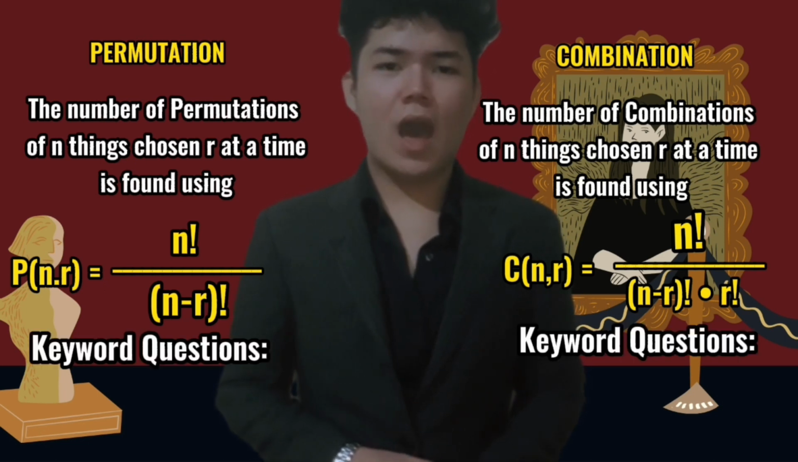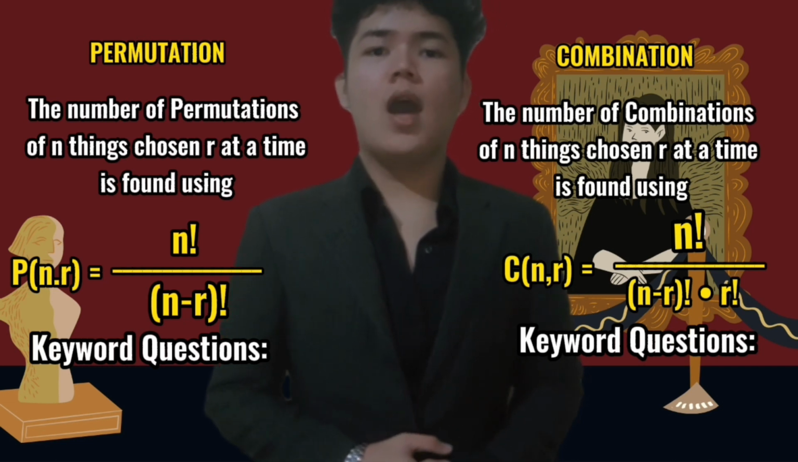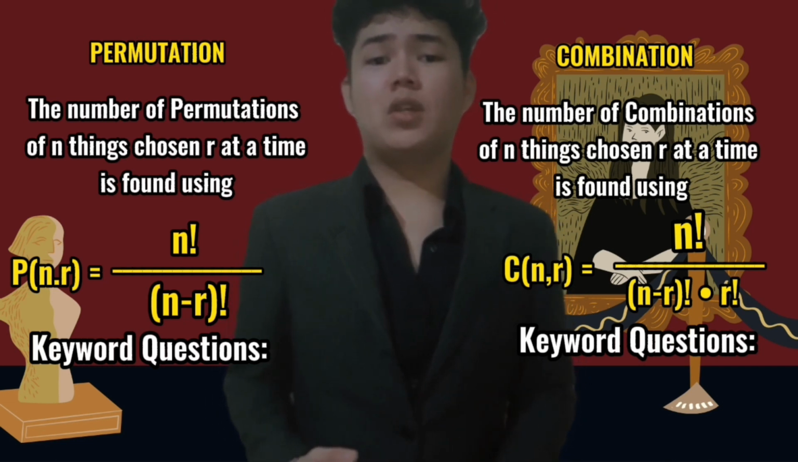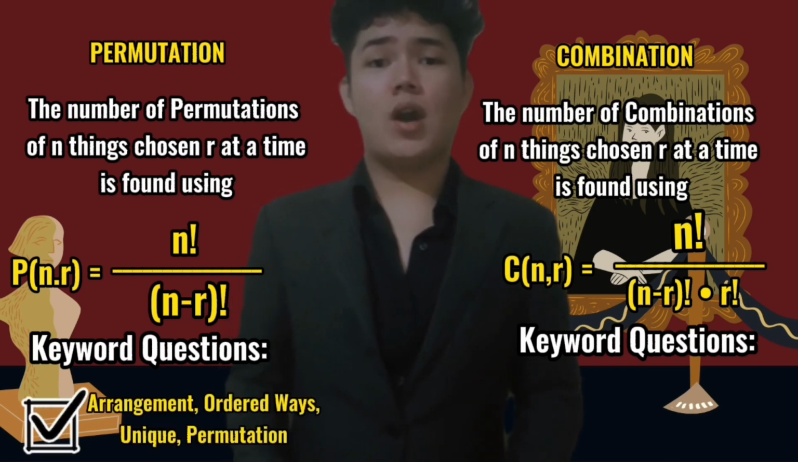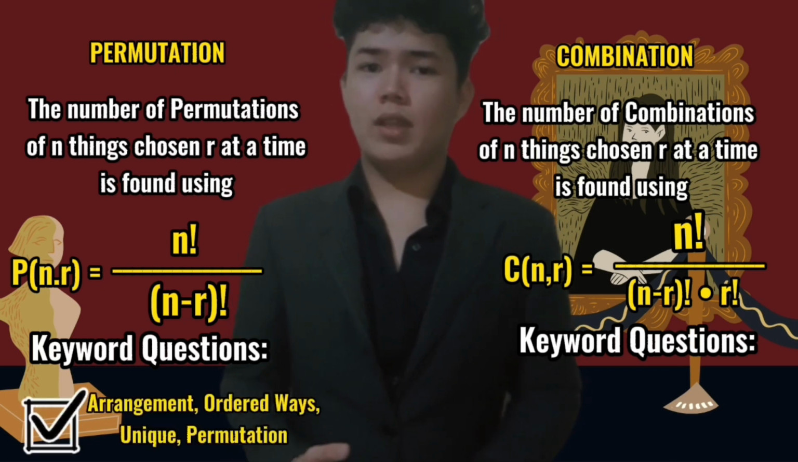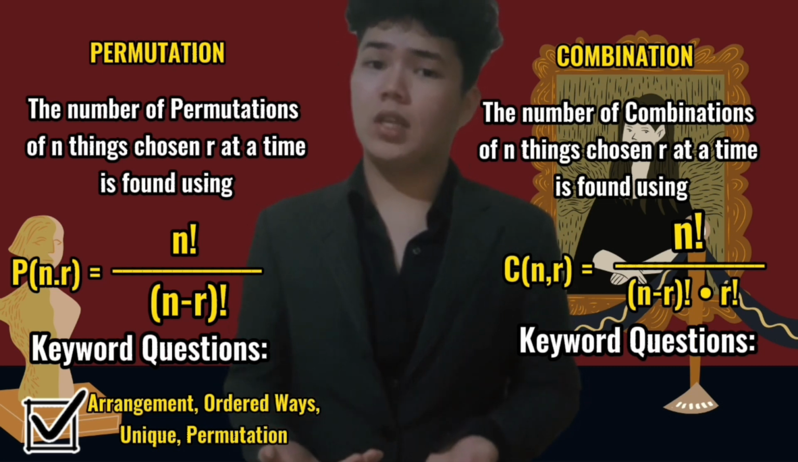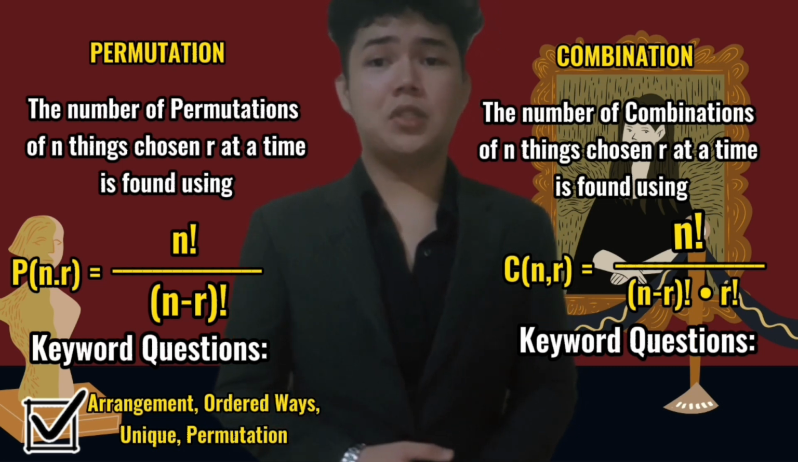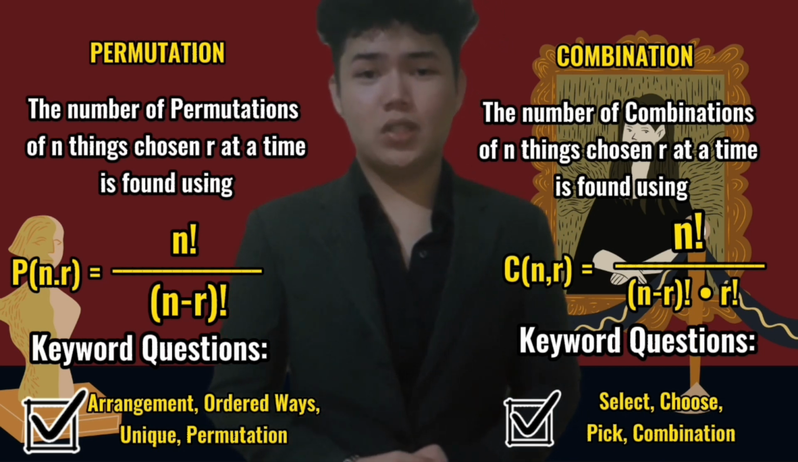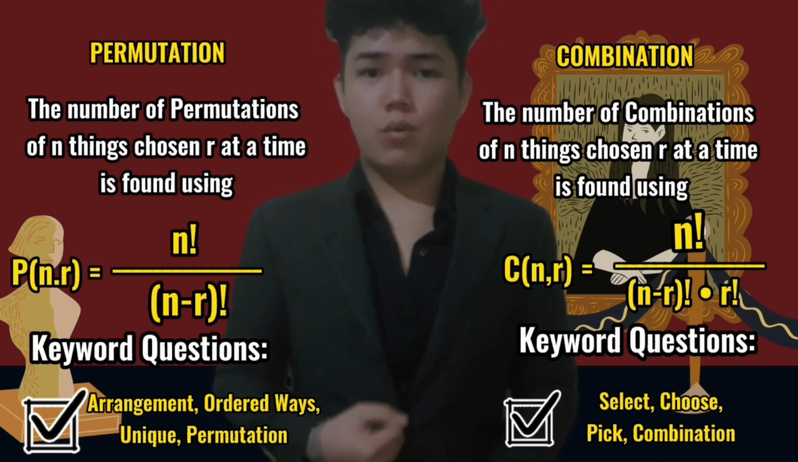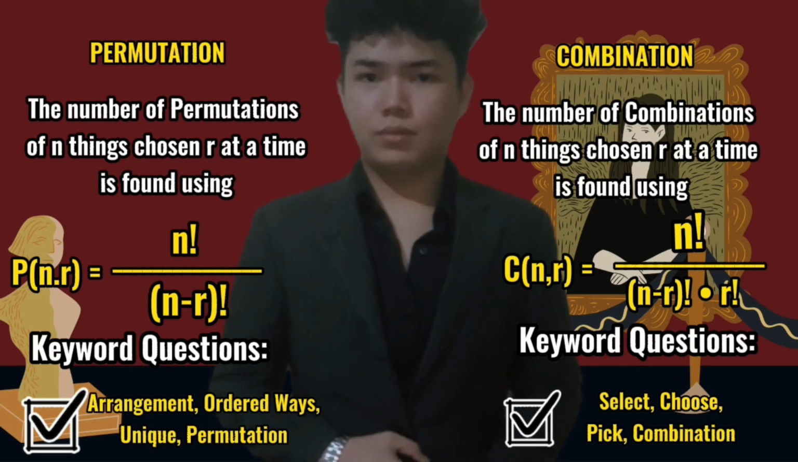And we also have keywords to identify a combination or permutation question. The keywords for permutation are arrangement, ordered ways, unique, permutation. And the keywords for combination are select, choose, pick, and combination. So let's go with the worded problems.